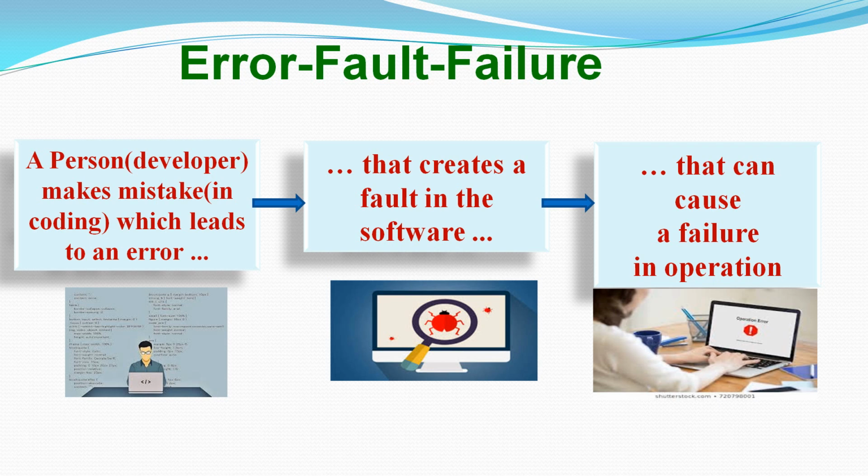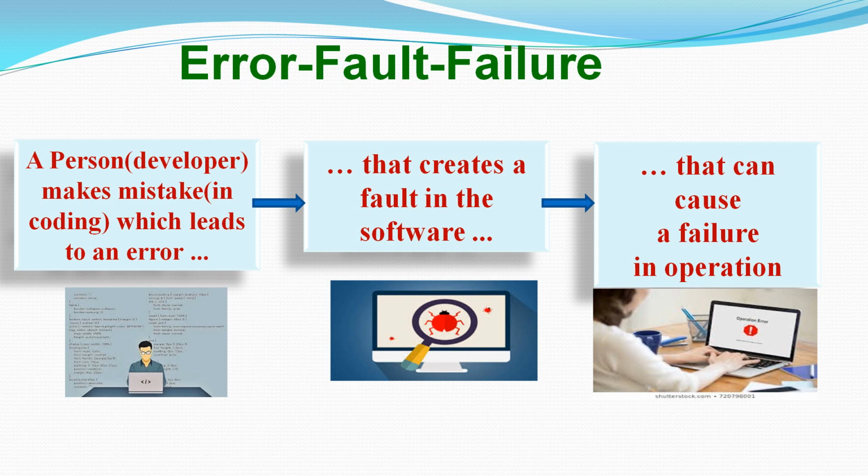So, the error which is present in the code because of the mistake done by the person, that is a developer, that error will create a fault in the software. Remember, the fault is also called a defect, which is also called a bug, which is also called an issue, which is also called an anomaly. Right. So, if this defect is present in the software, what will happen?